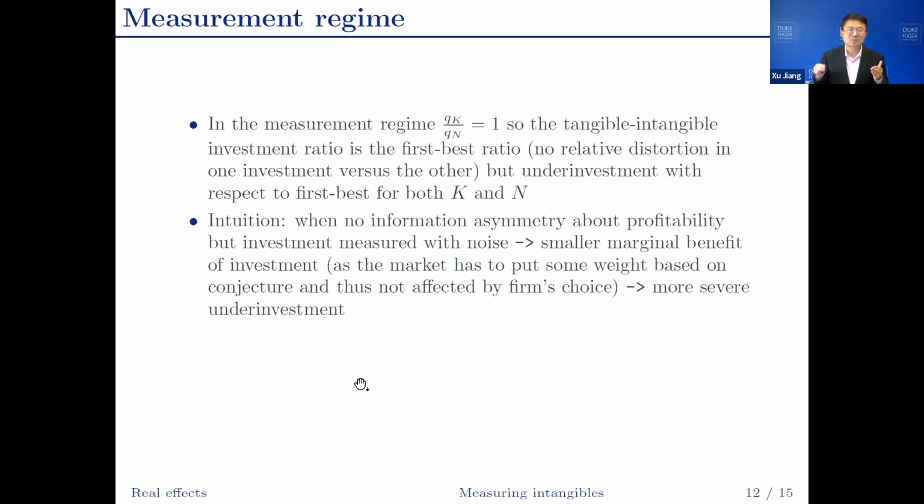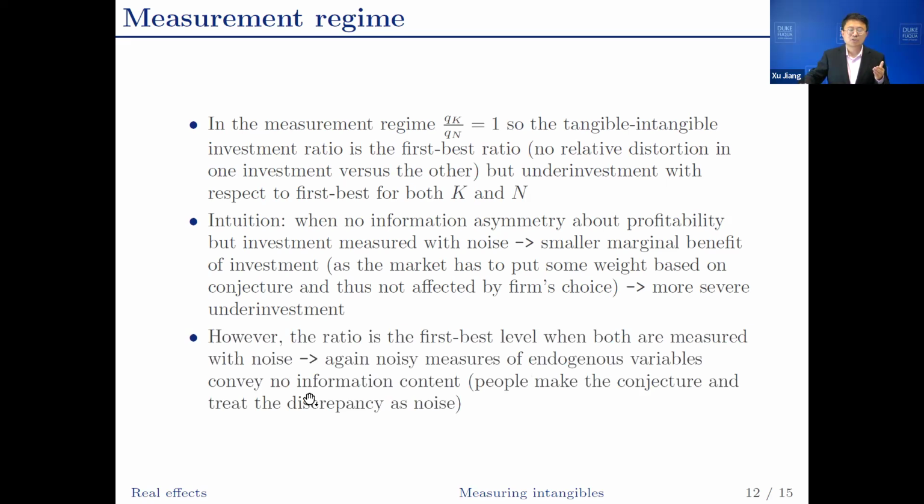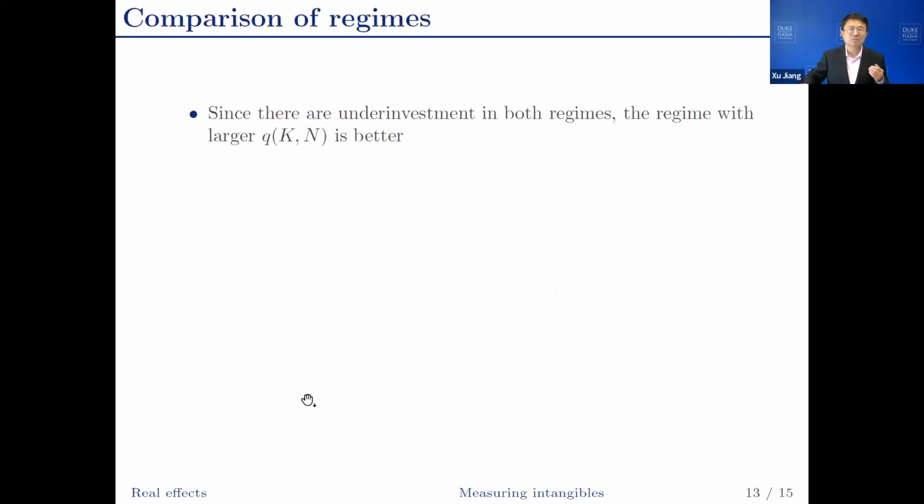And the intuition for underinvestment is similar. There is no information asymmetry about productivity, and you measure things with noise. And the intuition for the ratio being the first best is, again, noisy measures of endogenous variables convey no information content. People are just going to make the conjecture, and they're going to treat the discrepancy as noise. In this case, there is no signaling role of K as in the expensing regime. Therefore, you get the first best ratio.